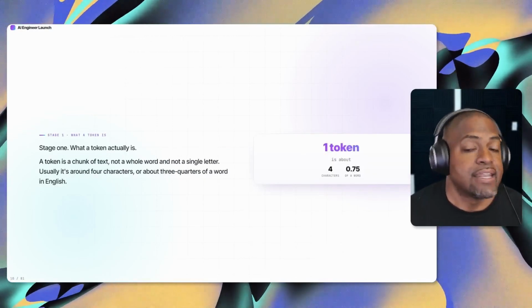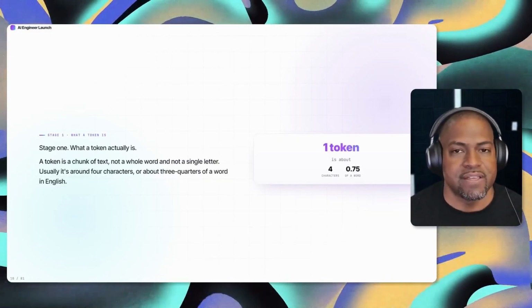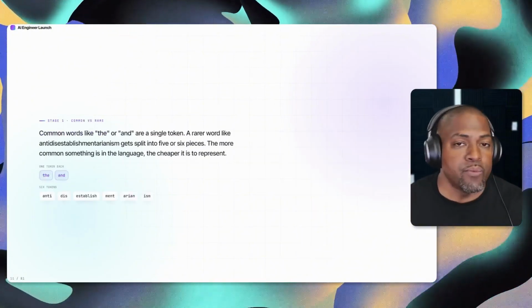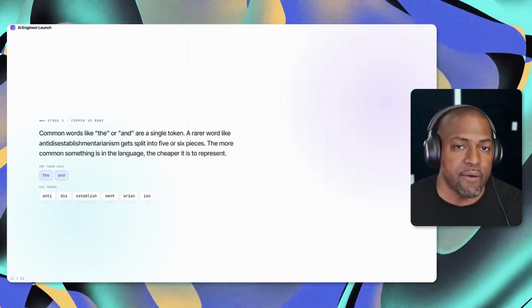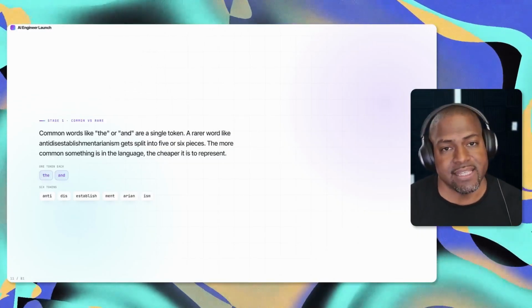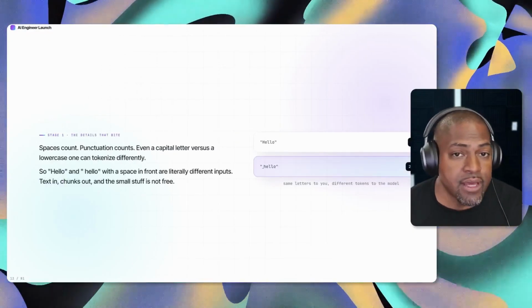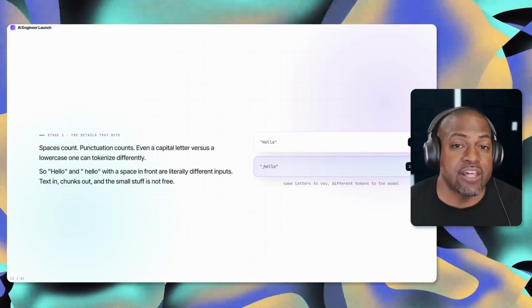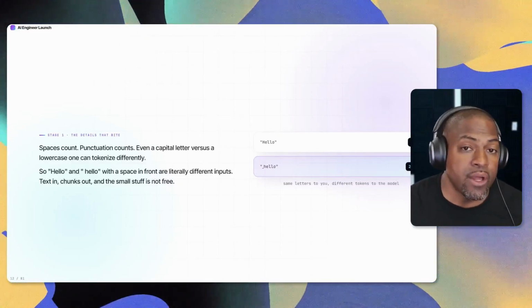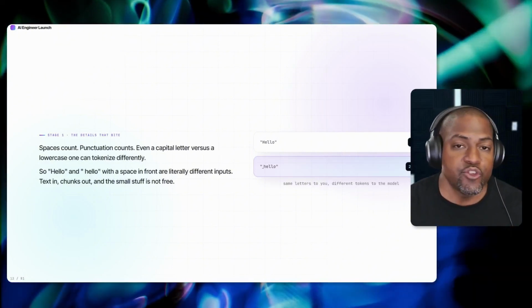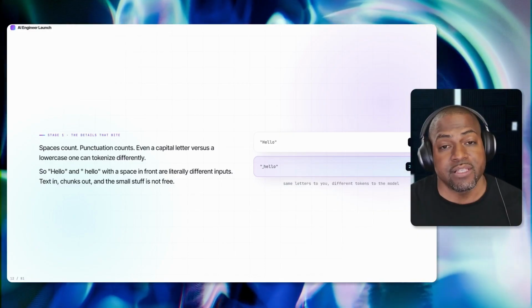A token is a chunk of text, not a whole word, not a single letter. Rule of thumb, it's about 4 characters or about 0.75 of a word in English. Common words like "the" and "are" are a single token each. A rare word like "antidisestablishmentarianism" gets split into 5 or 6 pieces. The more common something is in the language, the cheaper it is to represent. Spaces count. Punctuation counts. Even capitalization can tokenize differently. "Hello," ID 9906, and "hello" with a leading space, ID 24748, are literally different inputs. Same letters to you, different tokens to the model.